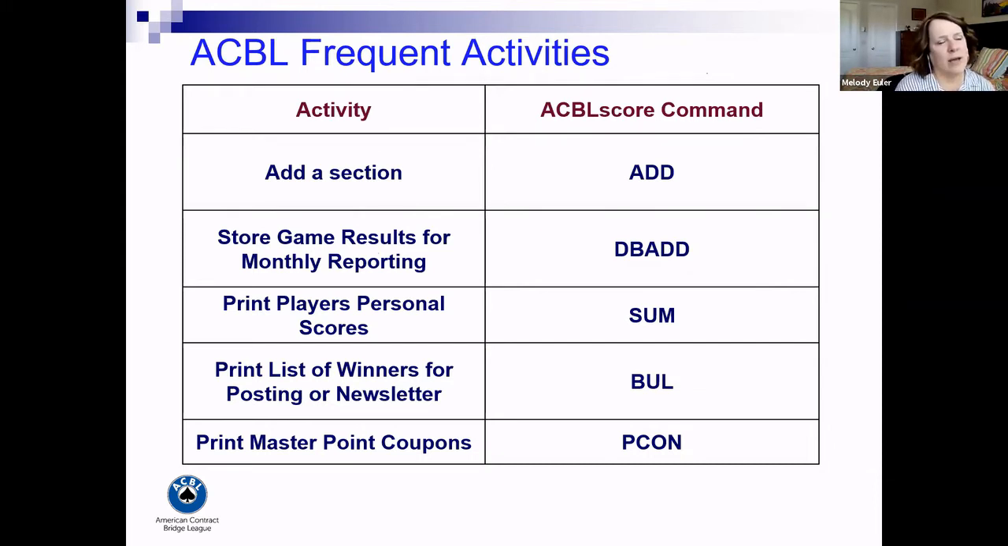And then Pecan is the way that we print little coupons for our non-members to give them an idea of the master points that they're winning, so that when, and I do say when, we need to encourage them to join. When they join, they will get credit for all of those, and they'll have an idea of what kind of master points they're winning.